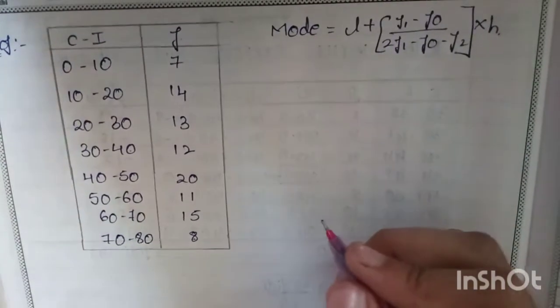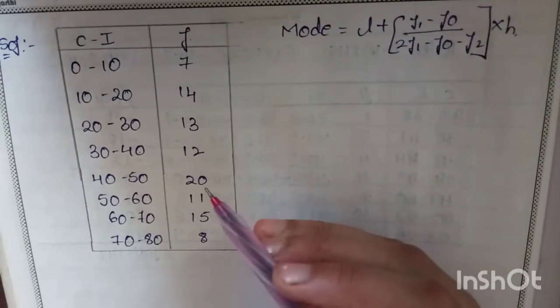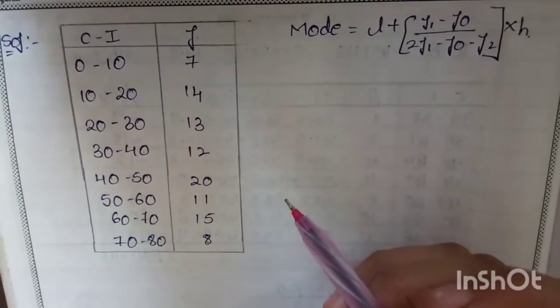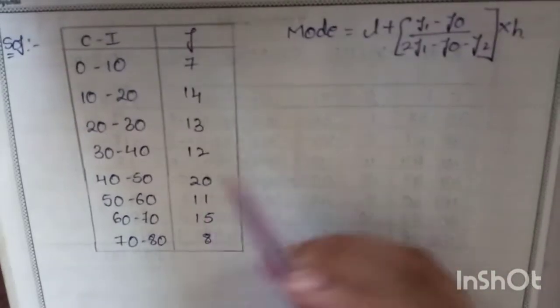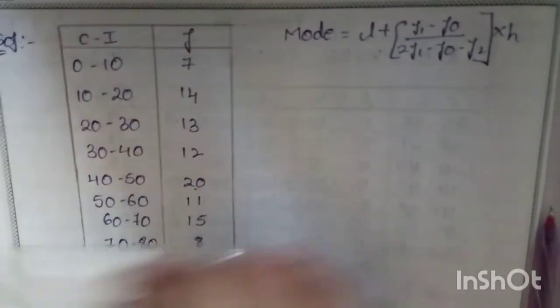Okay, so first we have to choose a modal class that is based on the highest frequency. So if you observe, in all these values 20 is the highest one, so this will be our modal class, that is 40 to 50. Now from this column we will be choosing our terms of the formula.